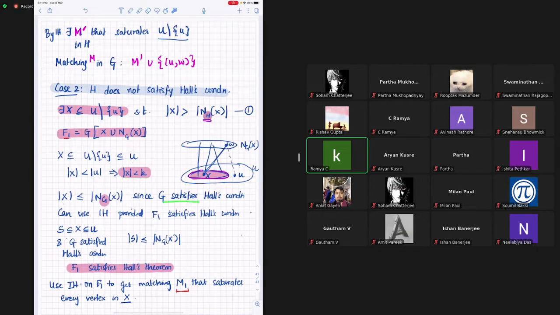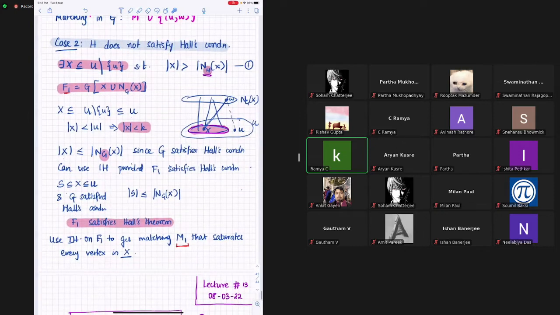Now you know that G satisfies Hall's condition. So if you look at the neighbors of X in the graph G, there must have been at least as many neighbors as the set X itself. Otherwise, G would not have satisfied Hall's condition. So now you have these two things. One is X is the smaller partition because X is a subset of U and U was the smaller partition to begin with. And this graph F1 satisfies Hall's condition.